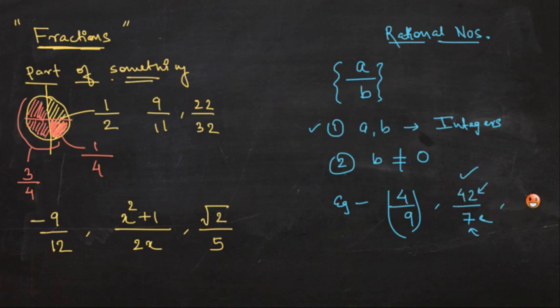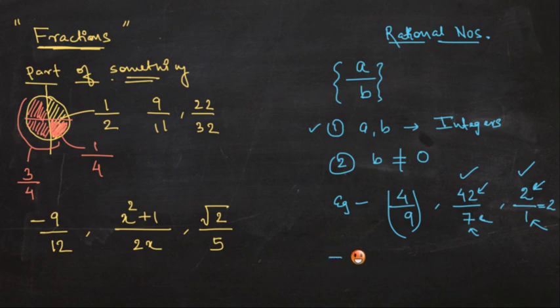Let's say that I have 2. Will 2 be a rational number? Well, I can write 2 as 2 divided by 1. This would mean the same thing. This is equal to 2. So again, the numerator is an integer, the denominator is an integer, and this denominator is not equal to 0. Hence, this would be a rational number.